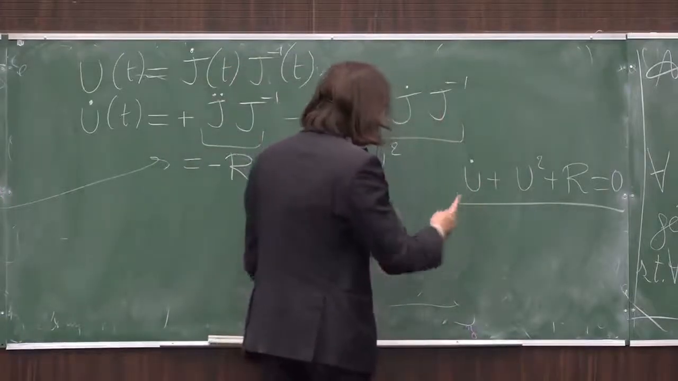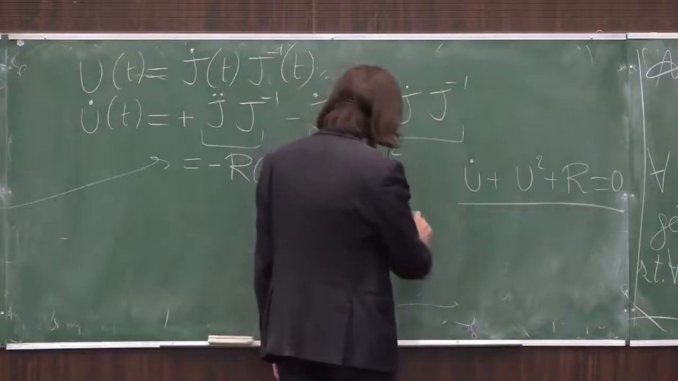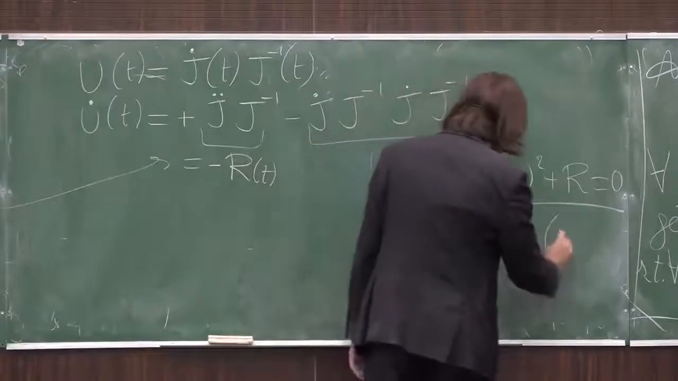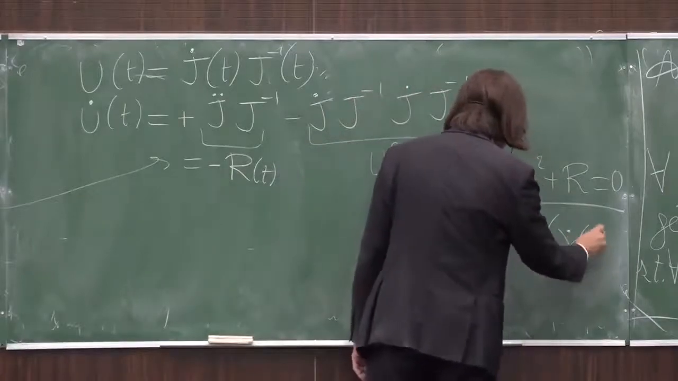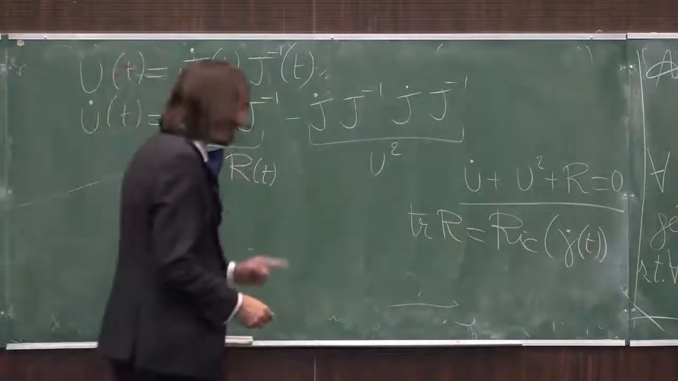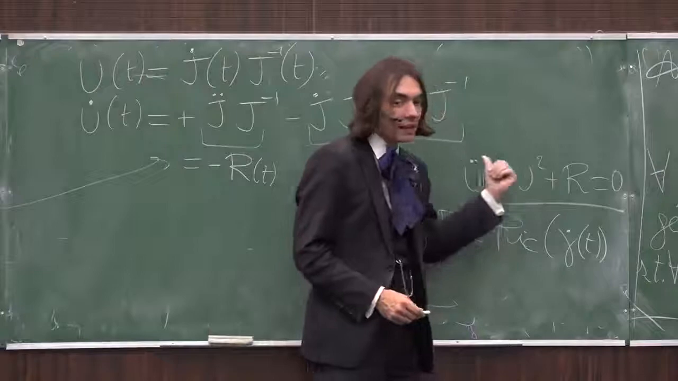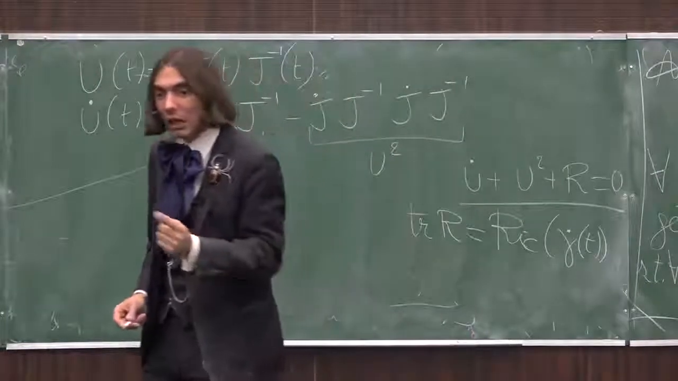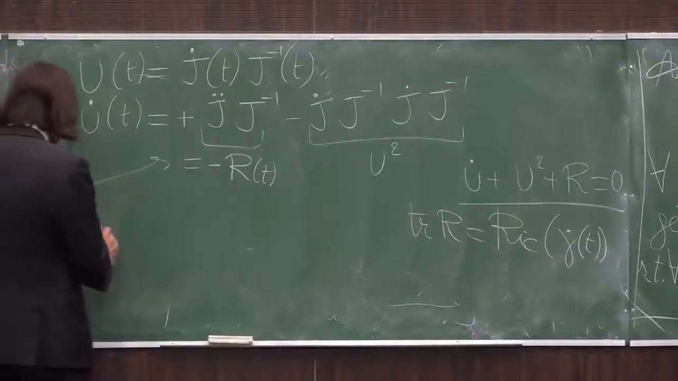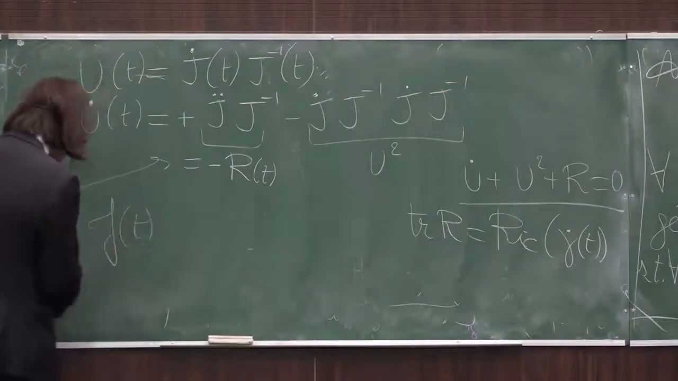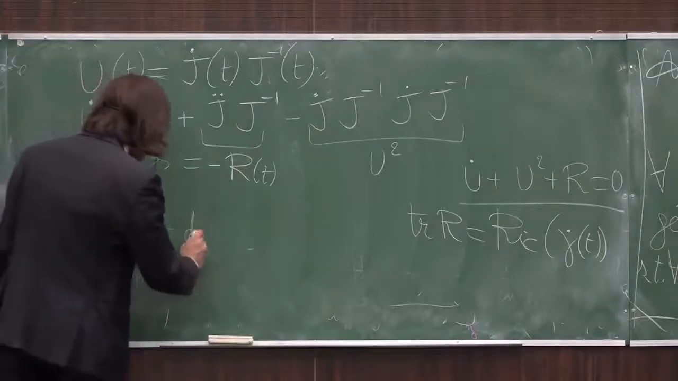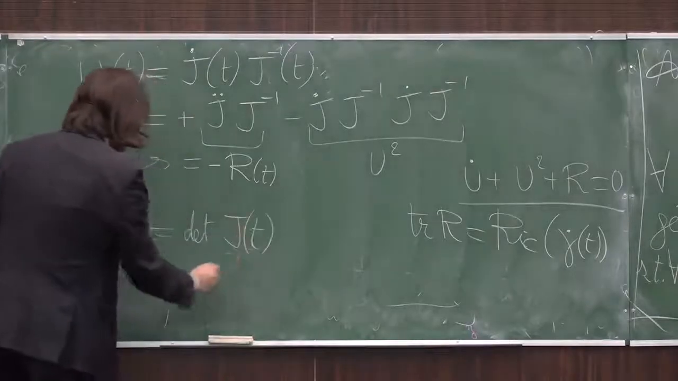And then you manipulate. Important thing to know is that the trace of the matrix R is equal to the Ricci curvature applied in the direction gamma dot of t. So from this, we can establish differential equations. How to make the link with the Jacobian determinant? The Jacobian determinant is like the determinant of J of t.